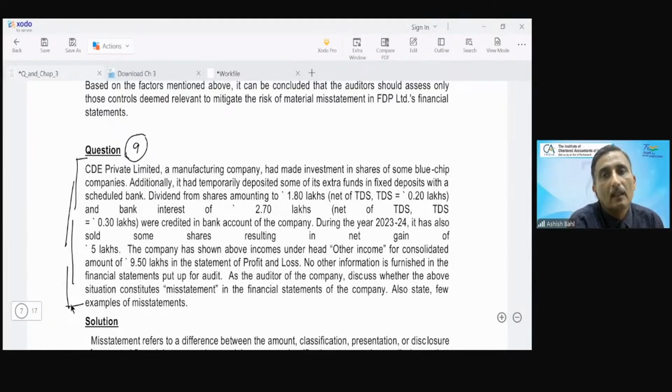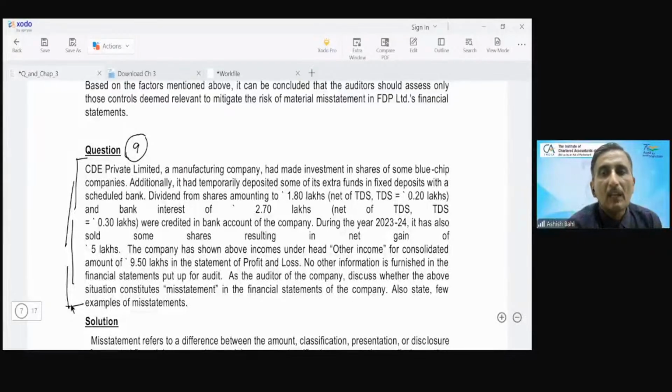First read it. So CDE Private Limited, a manufacturing company, made investment in some shares of blue chip companies. It has also deposited some surplus funds in fixed deposits with the bank. So the company got dividend from shares 1.80 lakh net of TDS. 20,000 TDS was deducted. Bank interest of 2.70 lakhs, this is also net of TDS, and TDS of 0.30 lakhs was deducted. And these amounts net of TDS were deposited into the account of the company.